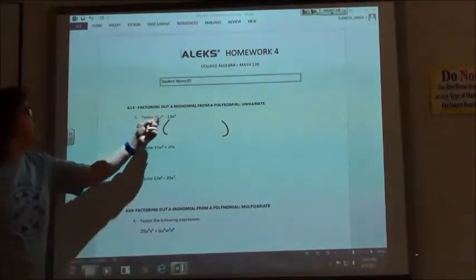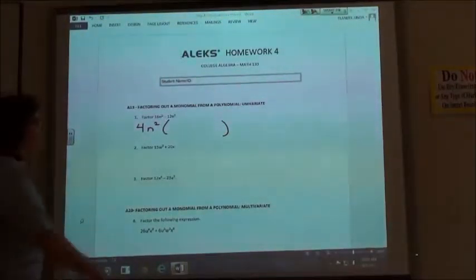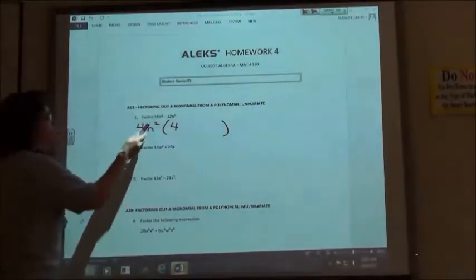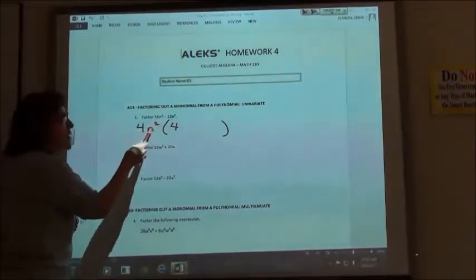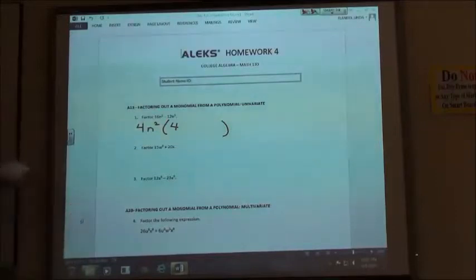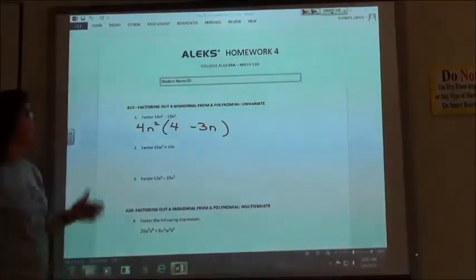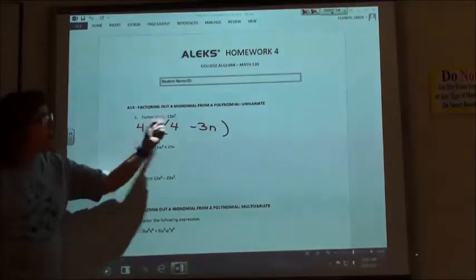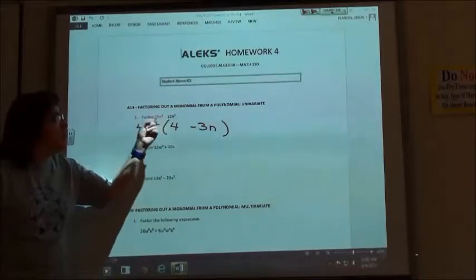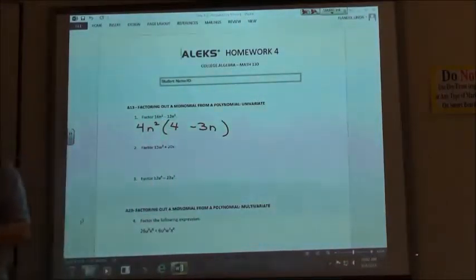And so 16n squared divided by 4n squared is 4. I'm dividing my coefficients and subtracting my exponents. Negative 12n to the third divided by 4n squared would be negative 3n. So that if you used your distributive property and multiplied it back out, you should get what you started with, and you shouldn't have anything left in common between your terms that are left in your parentheses.